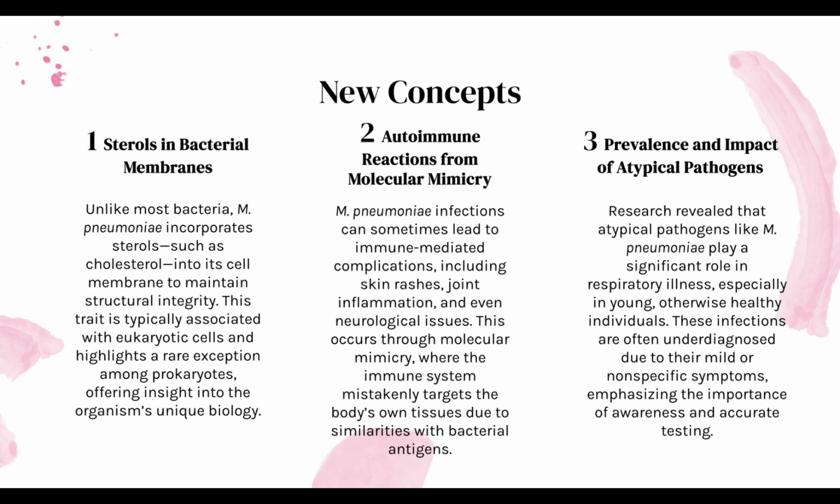Another new concept was how autoimmune complications can be linked to bacterial infections. In some cases, M. pneumoniae triggers the immune system to mistakenly attack the body's own tissues. This happens through a process called molecular mimicry and can lead to symptoms beyond the lungs, like skin rashes or neurological issues.